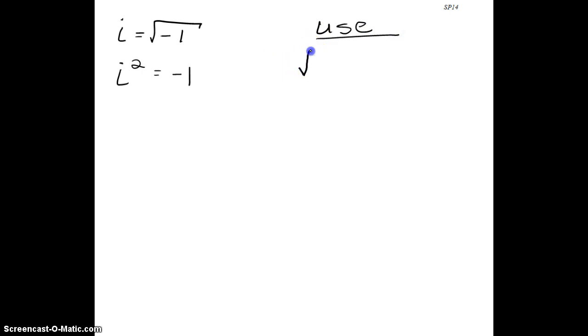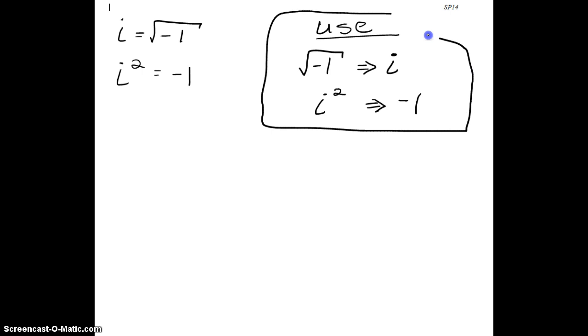So in use, when you are actually using this, here's what you need to memorize. If you see the square root of a negative number, i.e. square root of -1 for example, you're going to replace that with i. That's all you're going to do. You're not going to take i and write square root of -1. And if you see i squared, you are going to replace that with a -1. So this is what you need to memorize. This is what you'll be using 90% of the time.